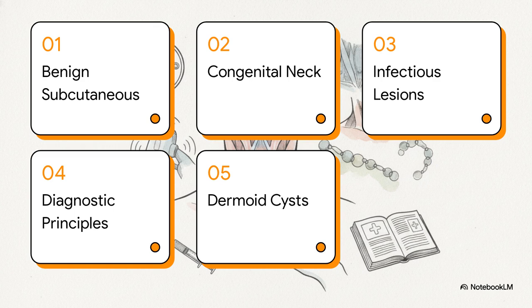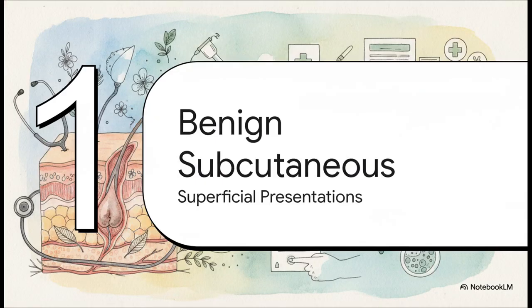We'll be hitting 5 key areas: benign subcutaneous masses, congenital neck swellings, infectious lesions, diagnostic principles, and finally, dermoid cysts. Let's get right into it. Section 1. Benign subcutaneous masses. Let's look at some superficial presentations.